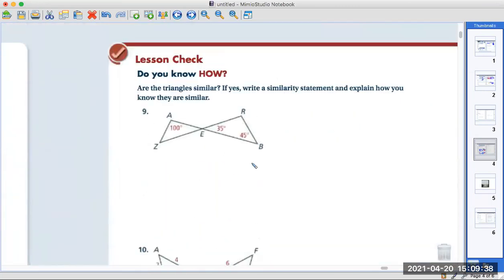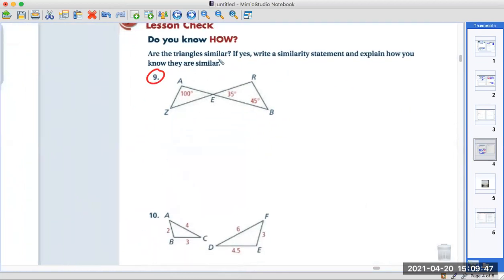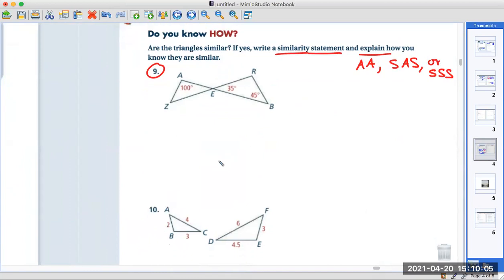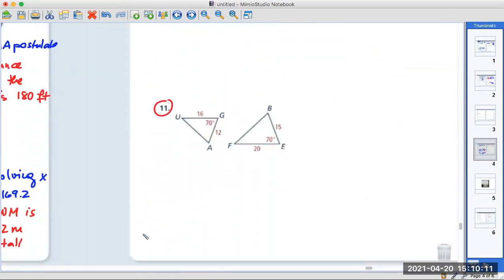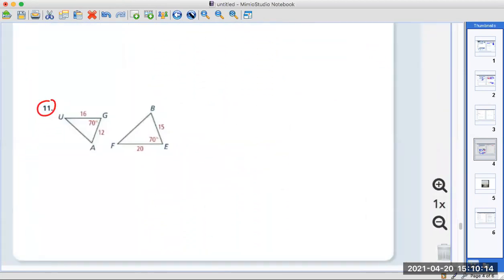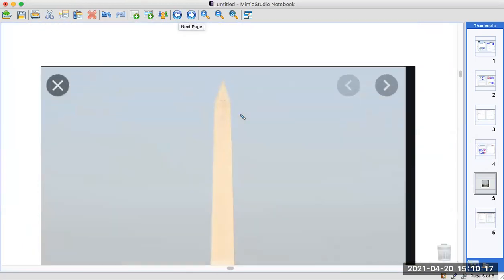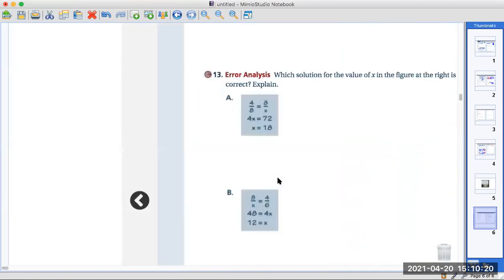Now homework, I'm going to have you circle those. You're going to do number 9. Read the questions. Are the triangles similar? It's a yes or no. Similarity statement and explain. So you have 3 choices, AA, SAS, or SSS. Okay. Number 10. Number 11, same thing. Oh, there's the Washington Monument again.